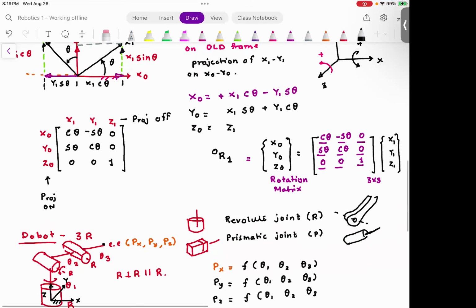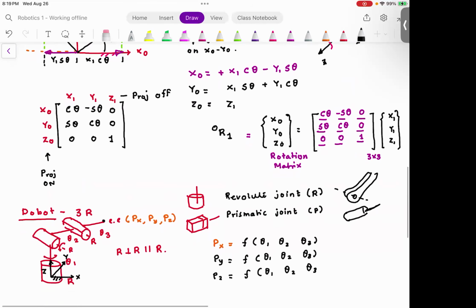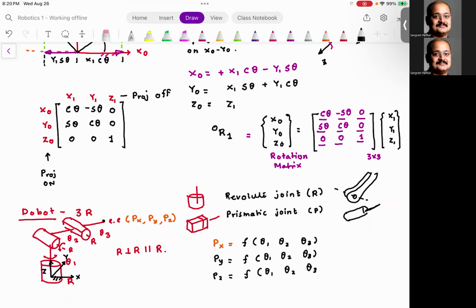Now, what we are going to do is, I'm going to show you some simulations. So I'm going to switch my screen, and here is the digital twin software.